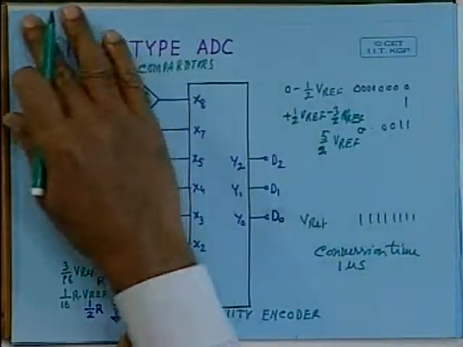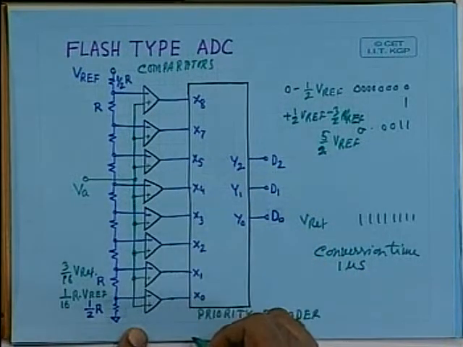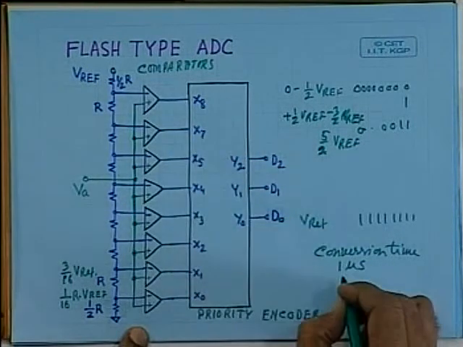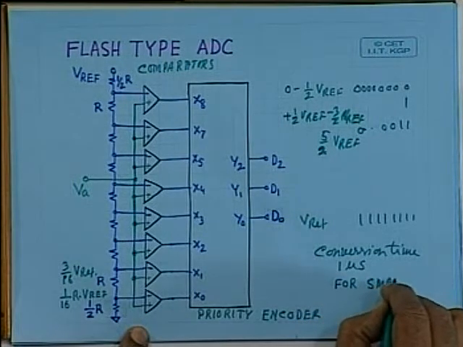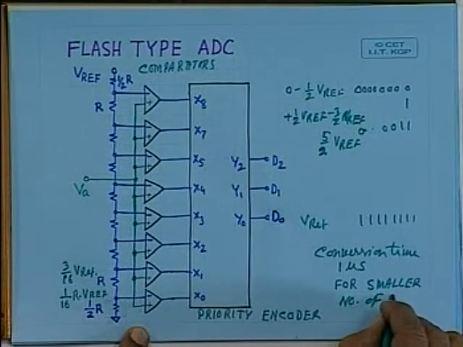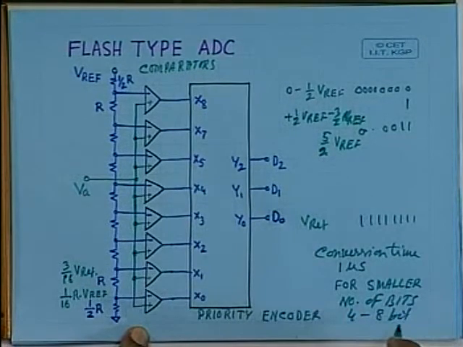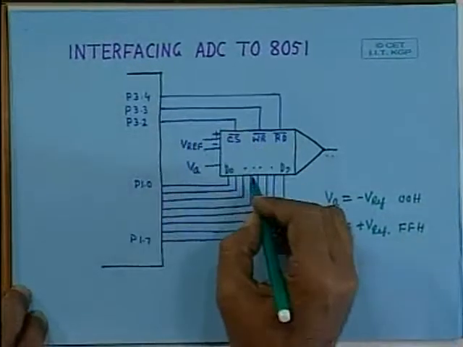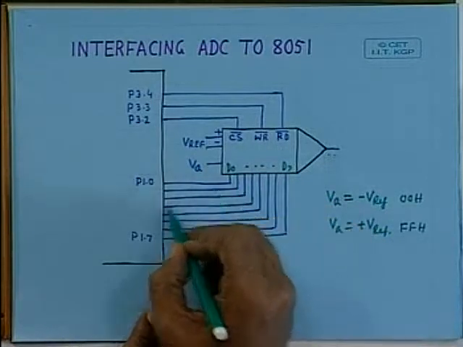So as the number of bits is increasing, the number of comparators is increasing at a very rapid rate. That is why this flash type of AD converter is suitable for a smaller number of bits, usually varying from 4 to 8. AD converters up to 4 to 8 bits are available, and this particular flash type AD converter gives you 8-bit conversion, which can be interfaced.